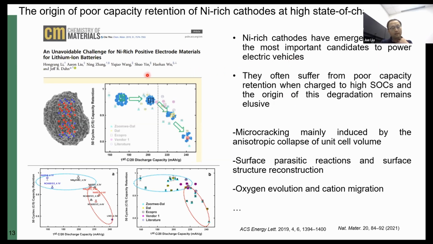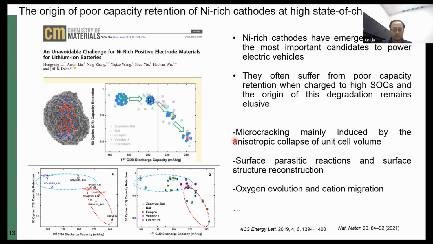A few years back, Professor John Dahn's group published this very interesting paper. They surveyed tens of different commercially available nickel-rich cathode materials. They found a universal kind of rule. When you charge the material to over about 210 milliamp hours per gram capacity, that's about 75% of lithium, you will have this universal decrease of the capacity retention.